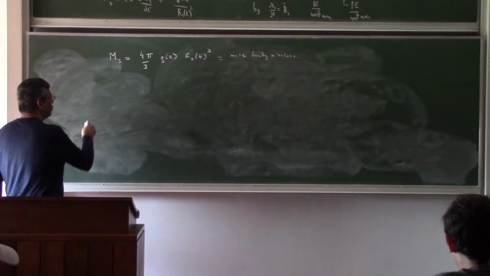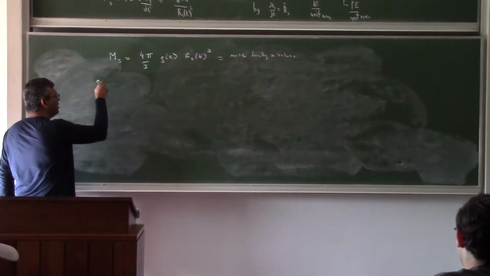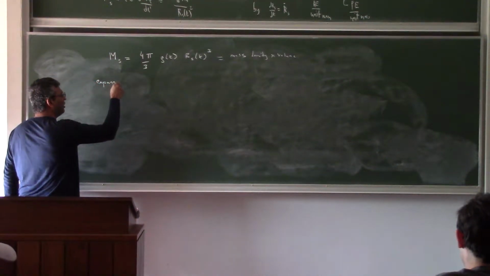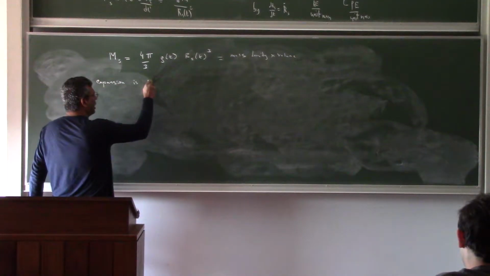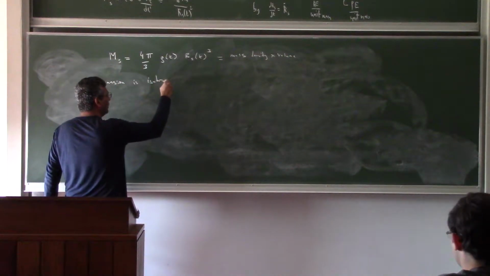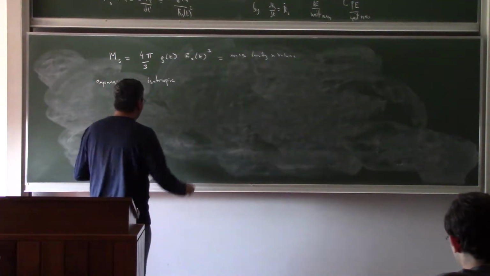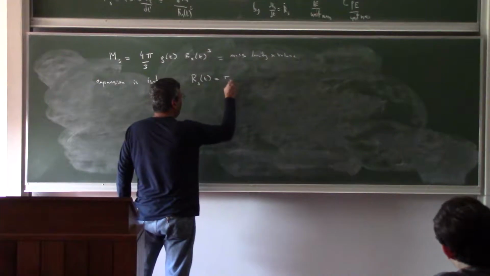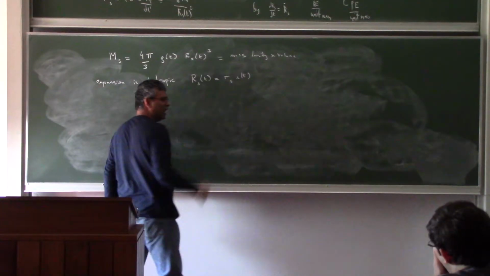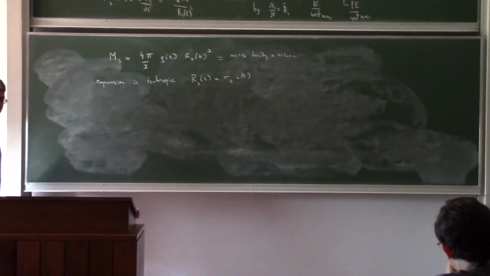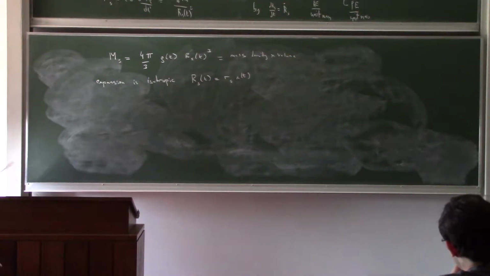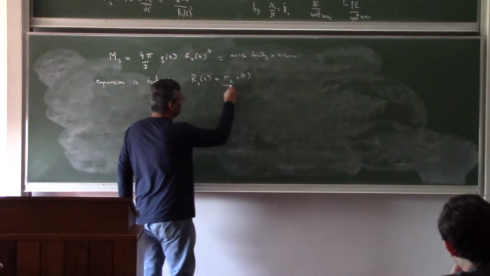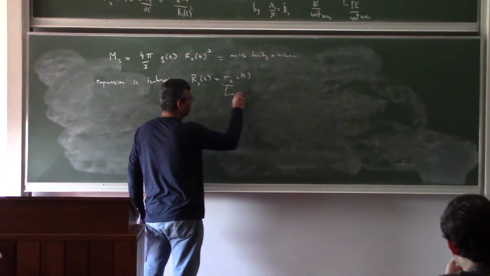So we assume the expansion or contraction of the sphere is isotropic, which tells us we can write rs of t as rs times a of t. So rs here is the co-moving radius.